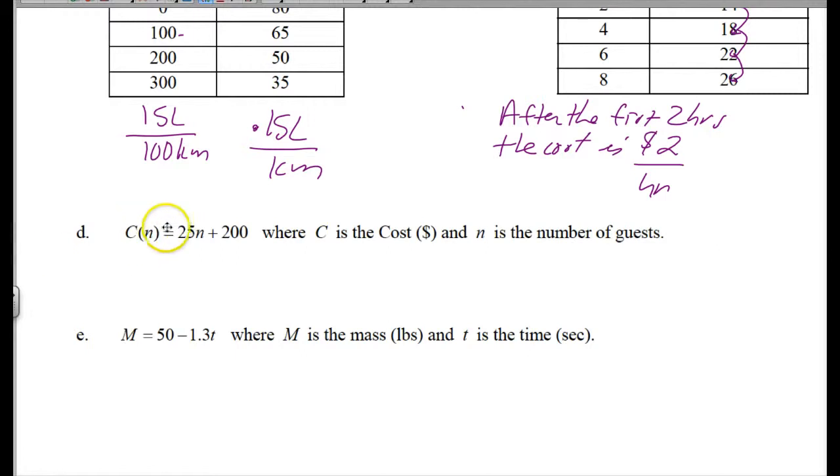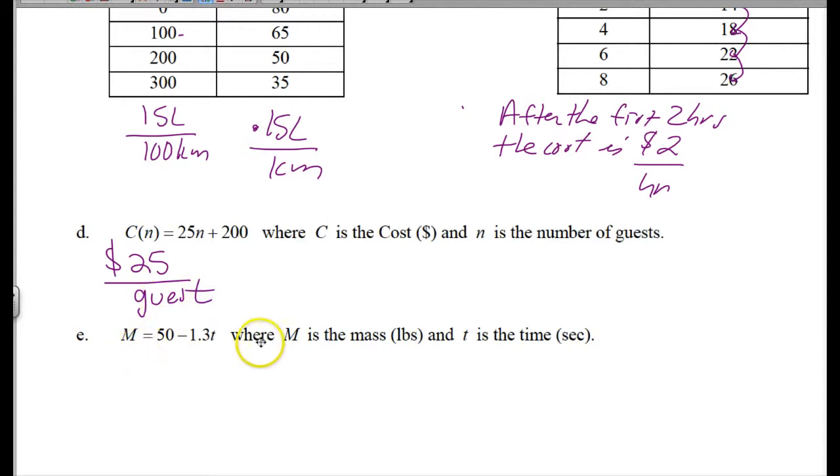C of n, function notation. Cost as a function of number is 25n plus 200, where C is the cost in dollars and n is the number of guests. It's a $200 flat fee, but the rate of change is $25 per guest.